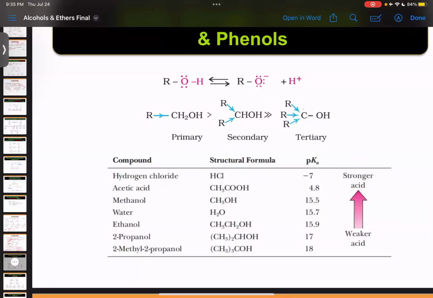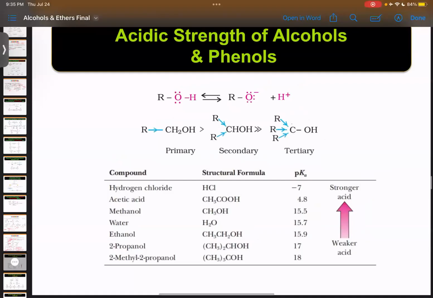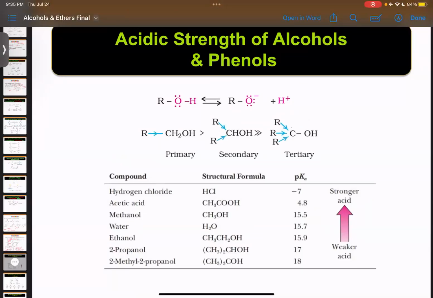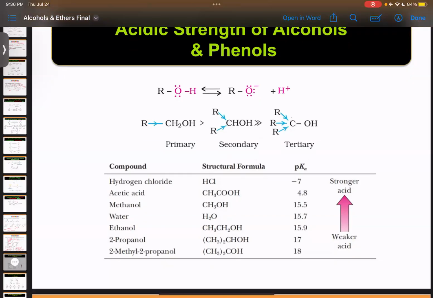So let's go through some more details of acidic strength. HCl is a very strong acid compound, and so you measure the pK value. Stronger acid will have lower pK. Weaker acid will have higher pK. It is just like the pH value. If H plus ion is more, pH is smaller, pK is also smaller. Got it? Is it clear or not?